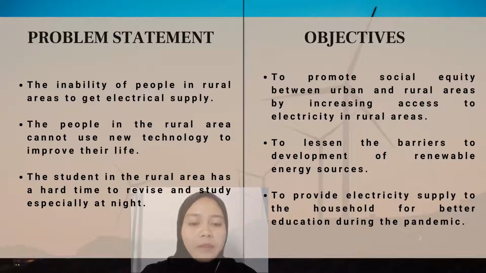The objectives are, first, to promote social equity between urban and rural areas by increasing access to electricity in rural areas. Second, to lessen the barriers to the development of renewable energy sources. And lastly, to provide electricity supply to households for better education during the pandemic.